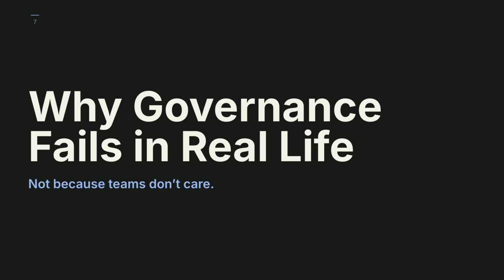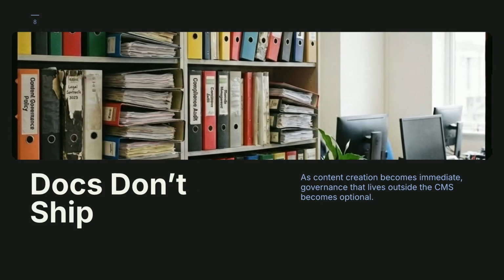But before we get into the Drupal part, let's talk about why governance fails in real life. It's not because teams don't care, but because ownership is ambiguous. Standards live somewhere else. Reviews are informal. Editors are under time pressure. Publishing is optimized for speed. And governance is often treated as a sidecar. This is the real world problem I want to check out, and let's look at some examples of this.